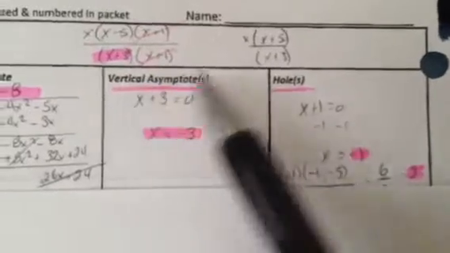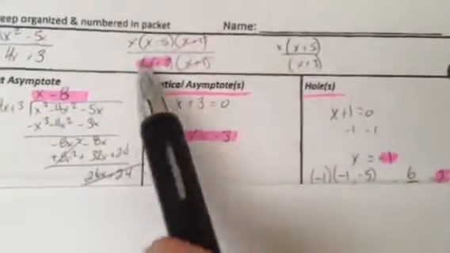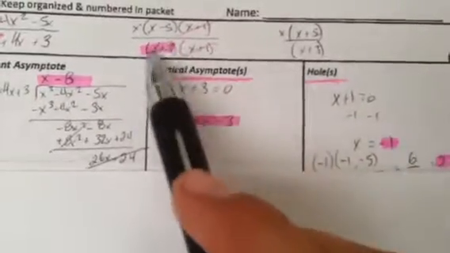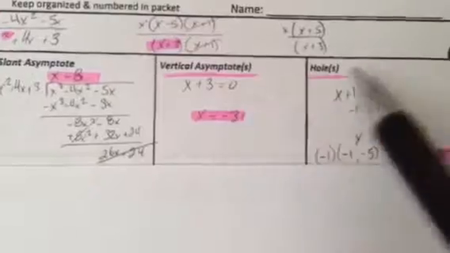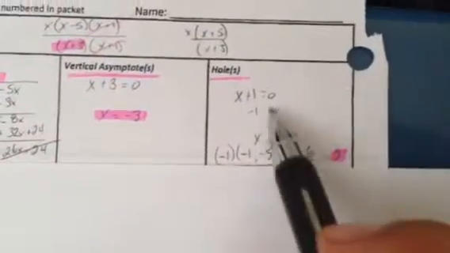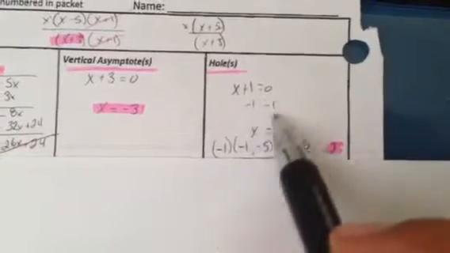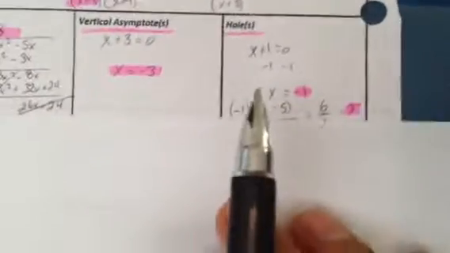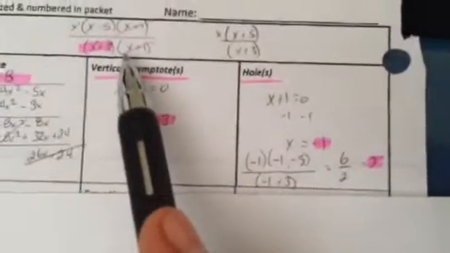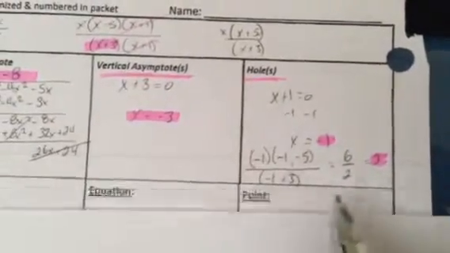But first, for the vertical asymptote, we look at the part that doesn't cancel, so for the denominator, I mean, the x plus 3, when we set it equal to 0, we get negative 3. And for the hole, it's going to be x plus 1, and we get negative 1 for the x in the ordered pair. And then we have to go back and plug it into the simplified equation, and then we end up getting 3, so our ordered pair is going to be negative 1, 3.